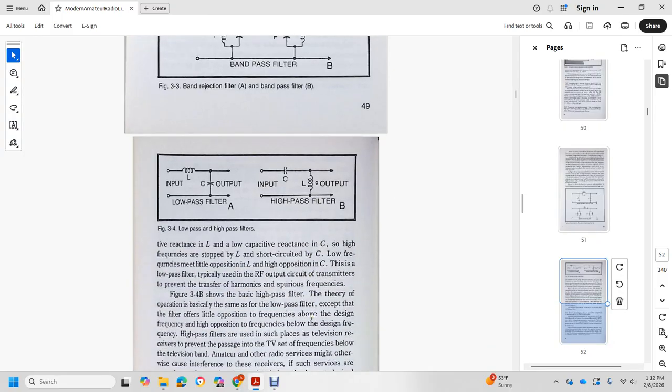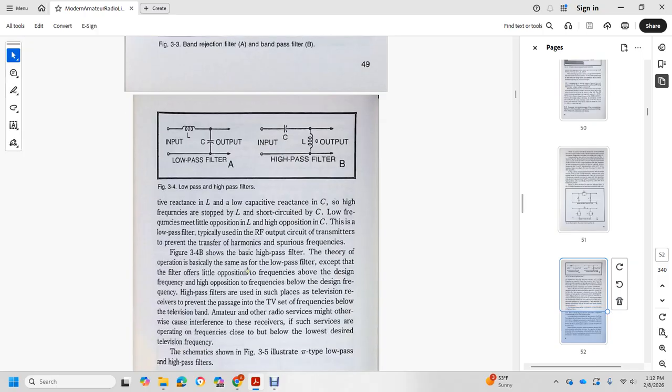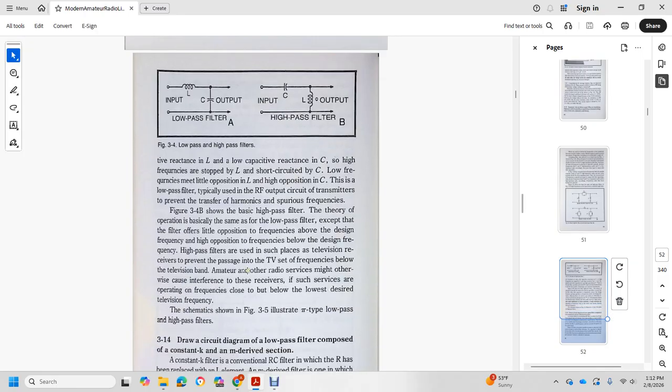The reactance of the inductance is high with the low capacity, and the capacity stops the frequency with the inductance shorting it. The low frequency meets little opposition from the inductance and high opposition from the capacity. These low pass filters are typically used in the radio frequency output circuit of a transmitter to prevent transfer of harmonic spurious frequencies. Figure 3-4 also shows the basic high pass filter. The theory of operation is basically the same as the low pass filter, except the filter offers little opposition to frequencies above the design frequency and high opposition to frequencies below the design frequency.